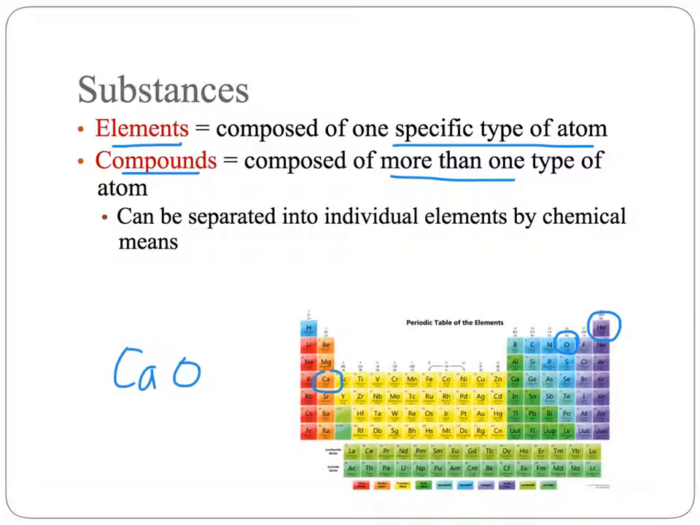Compounds can be separated back into their individual elements, but only by chemical means. We cannot separate out the calcium from the oxygen in calcium oxide by physical means. We can't put a knife there and divide the two up there. We'd have to do a chemical reaction.